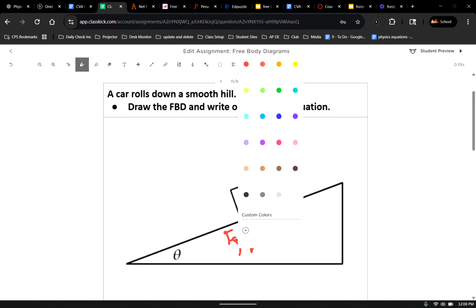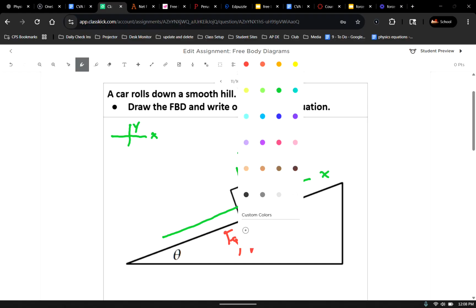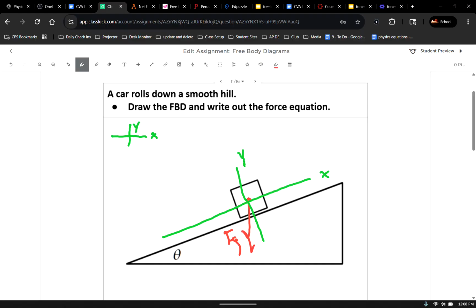On a flat surface, this would be x and this would be y. But on an incline, this is going to be x. Sorry, guys, I'm trying to freehand this. That's going to be y. It's your xy axes, but picture yourself on a hill. It's going to be tilted, so the forces aren't lined up with an x and y.